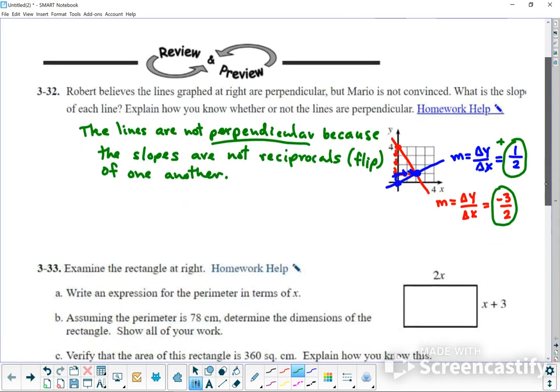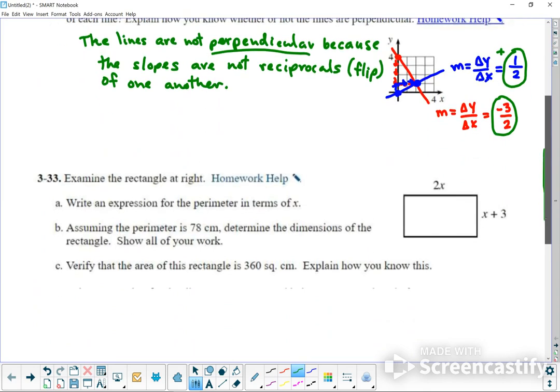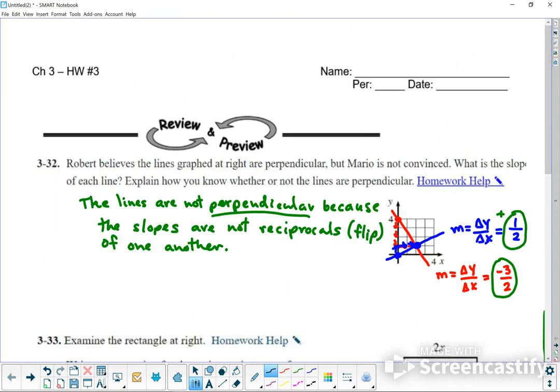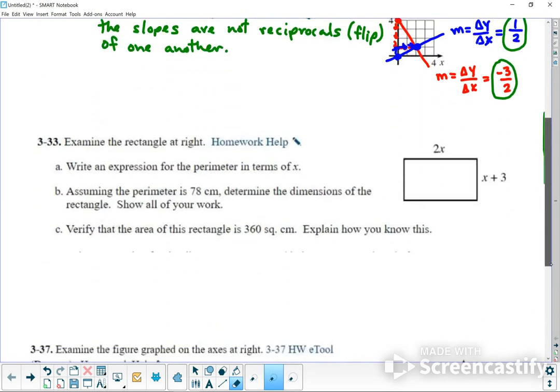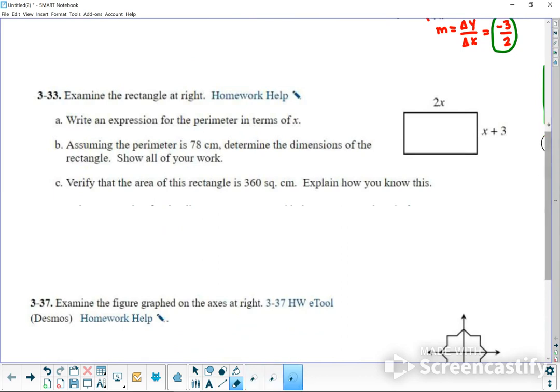All right. So let's look at number 33. It says examine the rectangle at the right. Write an expression for the perimeter in terms of x. So you look here. If the top is 2x, then that means that this bottom is also 2x. If the right side is x plus 3, then this side is also x plus 3.